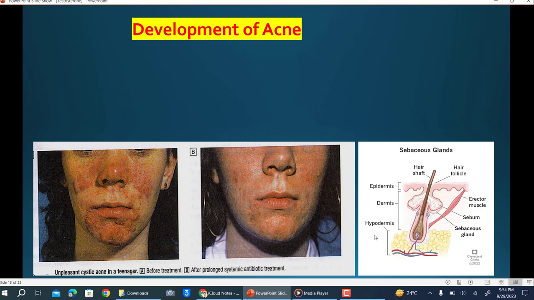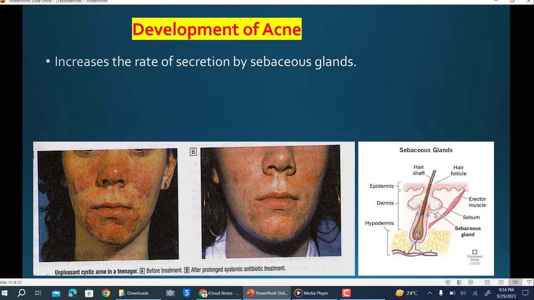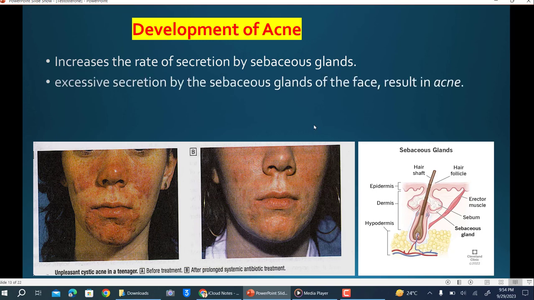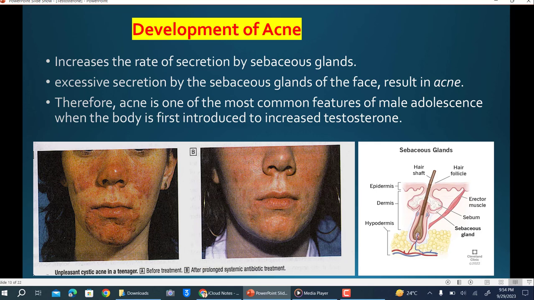Increase in the rate of secretion of the sebaceous glands. These are the sebaceous glands, and here testosterone causes increased secretion. Excessive secretion by the sebaceous glands of the face results in acne. These are the acne that are produced when the secretion of testosterone starts in the body. Therefore, acne is one of the most common features of male adolescence, when the body is first introduced to increased testosterone.